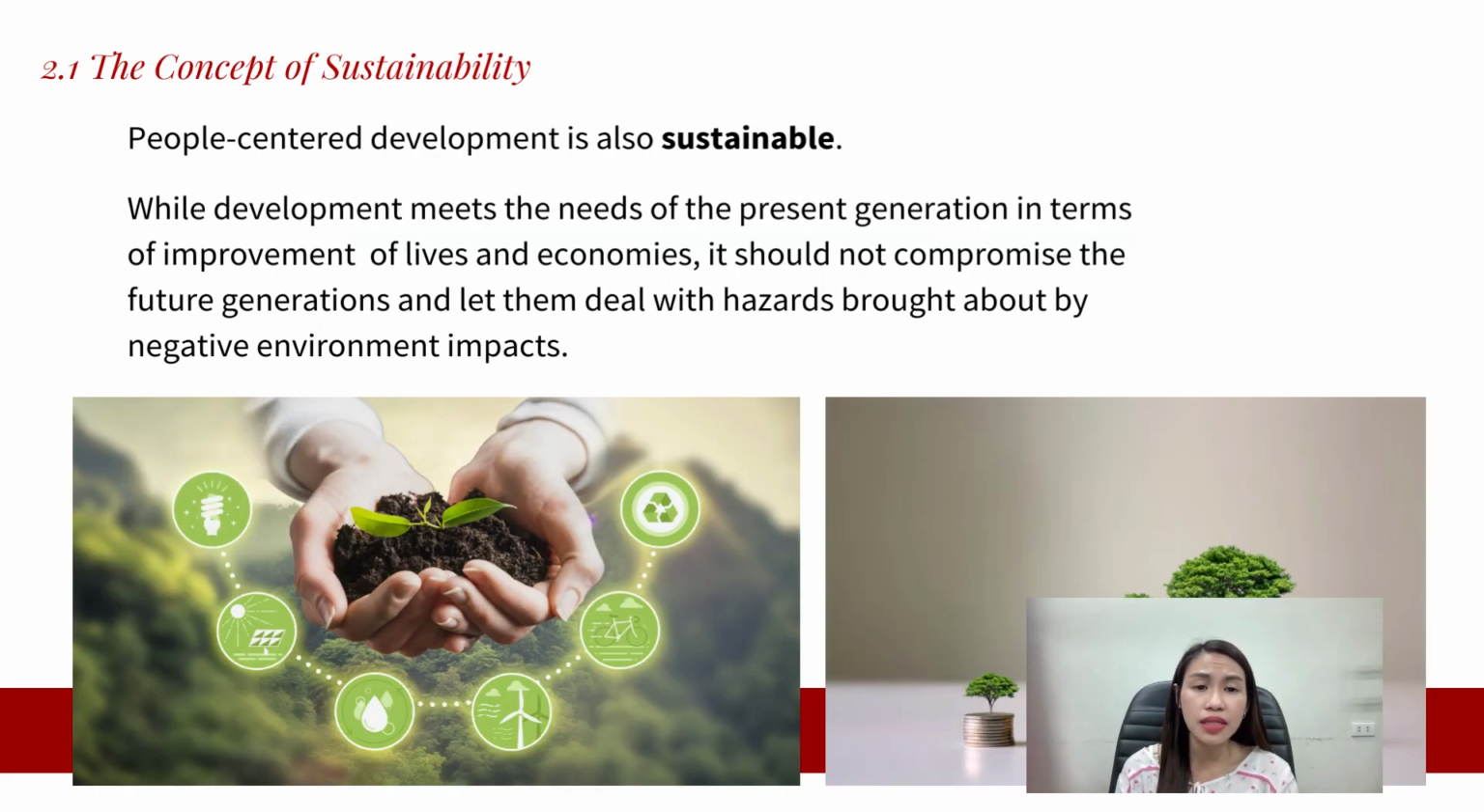While development meets the needs of the present generation in terms of improvement of lives and economies, it should not compromise the future generations and let them deal with hazards brought about by negative environmental impacts. At present, there are many projects that have greatly affected the environment. There's been rampant logging, mining, and consumption of fossil fuels just for development. Consequently, we are now faced with so many environmental problems like pollution, deforestation, global warming, ozone layer depletion, soil erosion, desertification, extinction of wildlife, solid waste management, and overpopulation.